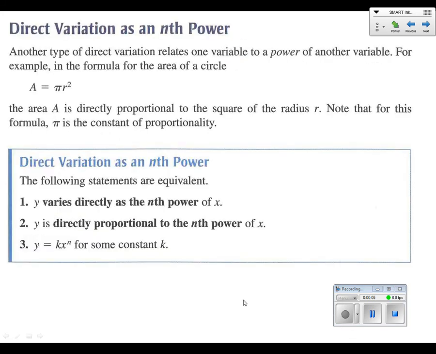Alright, so we've seen direct variation. In this next example, we're going to see direct variation as an nth power. In the last one, it was linear, like slope-intercept, y equals mx. This one, we can have either a squared or a cubed. Y equals kx to the n for some constant k.